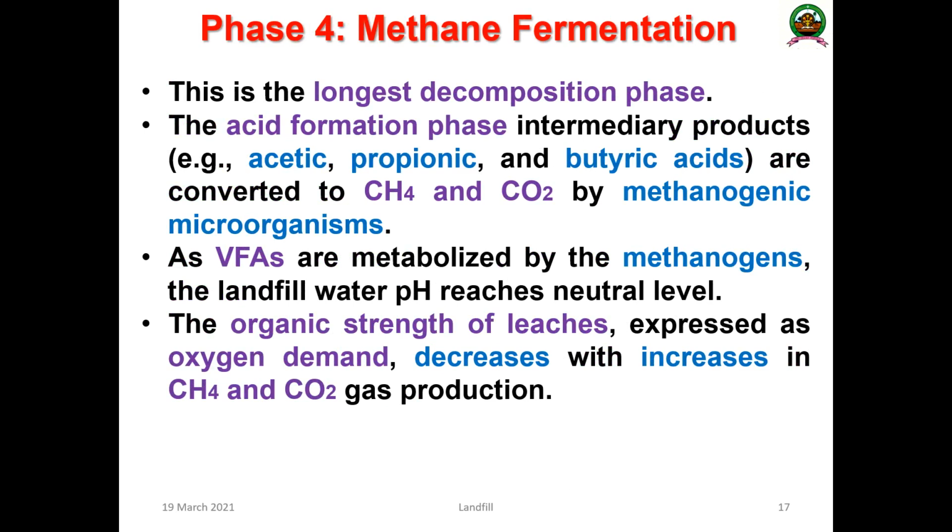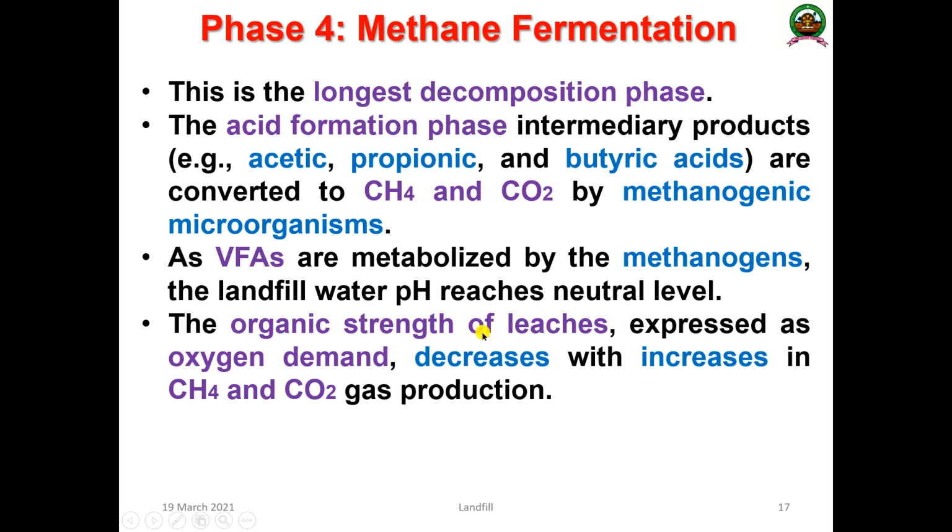The next one is methane fermentation, the phase 4. This is the longest phase in the decomposition, where the acid formation phase intermediary products such as acetic acid, propionic acid, butyric acids, etc. are converted to methane and carbon dioxide by methanogenic bacteria. So the acid formed from the waste material will be converted to methane and carbon dioxide by methanogenic bacteria. The volatile fatty acids are metabolized by methanogens.